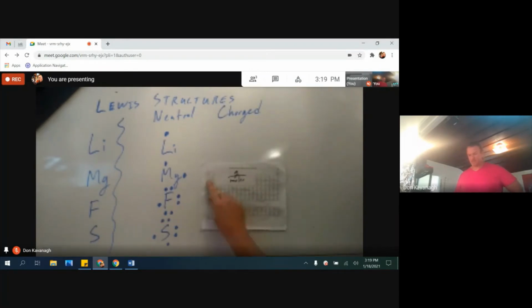Lithium, let's find lithium on the periodic table. Lithium is likely to lose electrons. It only has one valence electron. So there's always a choice. It can either gain 7 electrons or lose that single solitary electron. So it's going to lose that single solitary electron.